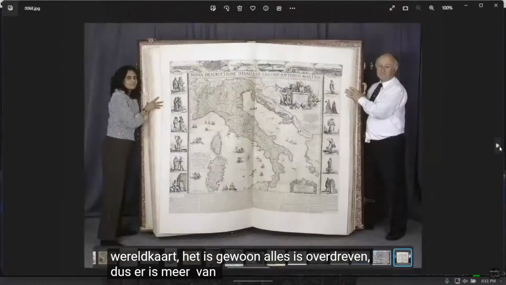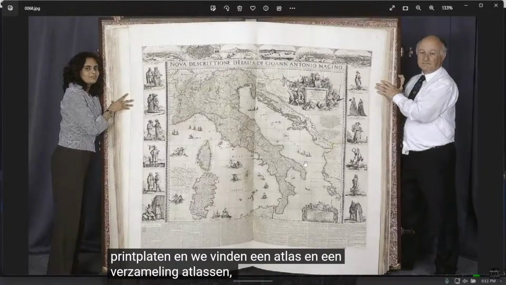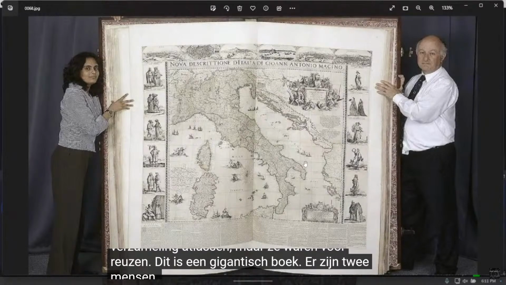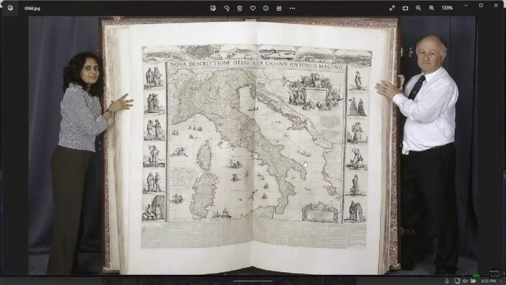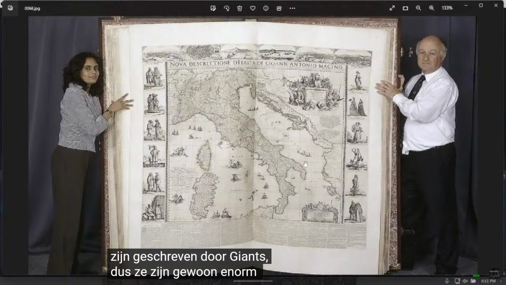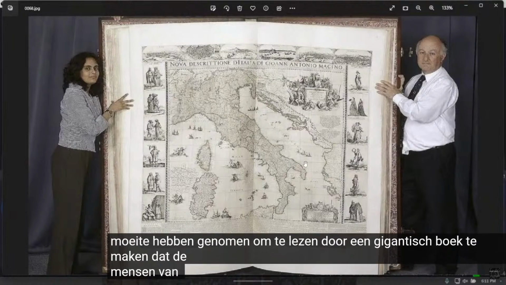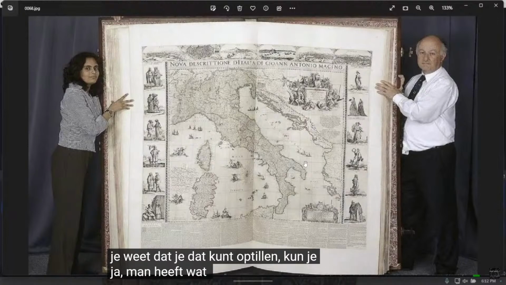So there's more of Piranesi's circuit boards. And we find an atlas and a collection of atlases, but they were for giants. This is a giant book. It needs two people to hold it up. I've also got a collection of photographs of giant music books that apparently have been written by giants. So they're just huge. Why they made the effort to make a giant book that human beings our size can't really read? You can't lift that up, can you?